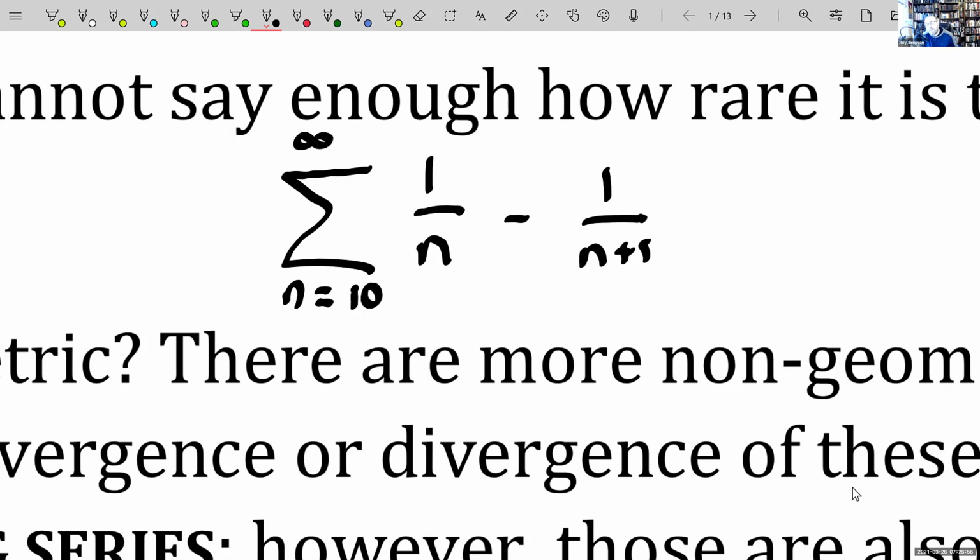It doesn't. I'm just doing this because I want you to know not all series have to start at an index of 1. And the convergence or divergence of the series does not actually depend on the first finite number of terms. You could throw out the first billion terms and still determine whether a series converges or diverges.